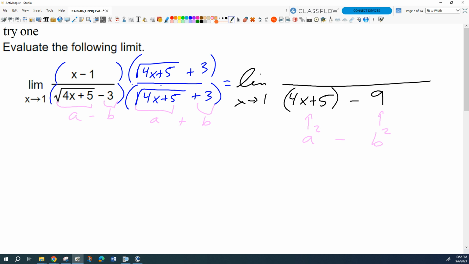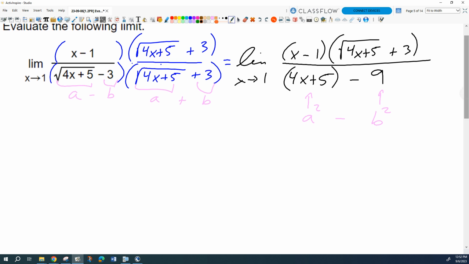On the top, we just get what we get, right? On the top, we get the factors x minus 1 times the quantity square root of 4x plus 5 plus 3, and the limit as x goes to 1. Okay, so what's next? Looks like a mess. What do we do here? What do you think?